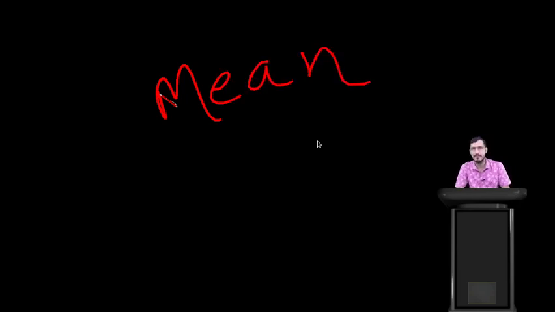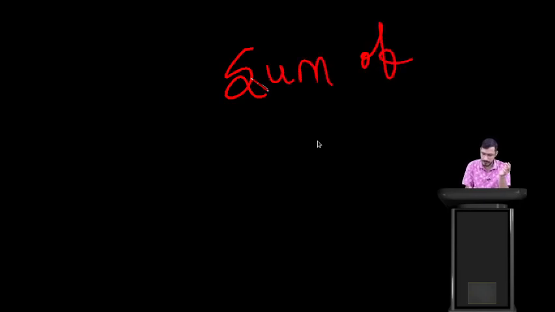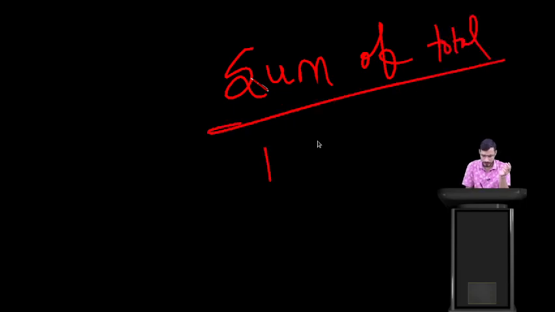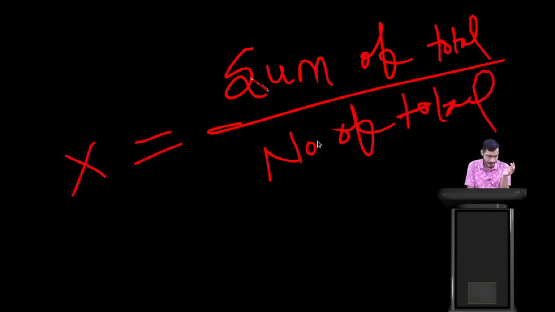So students, let's recall what we have learned in previous classes. Can you tell me what is the formula of mean? Yes, the general formula of mean. Correct, that is the sum of total observations divided by the number of total observations. And we denote it x bar. So x bar equals the sum of total observations divided by the number of total observations.